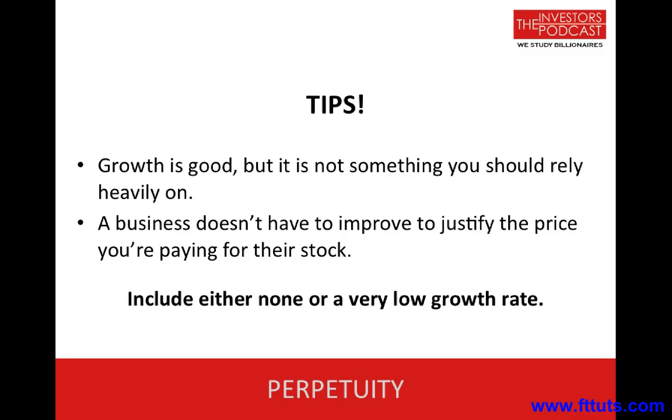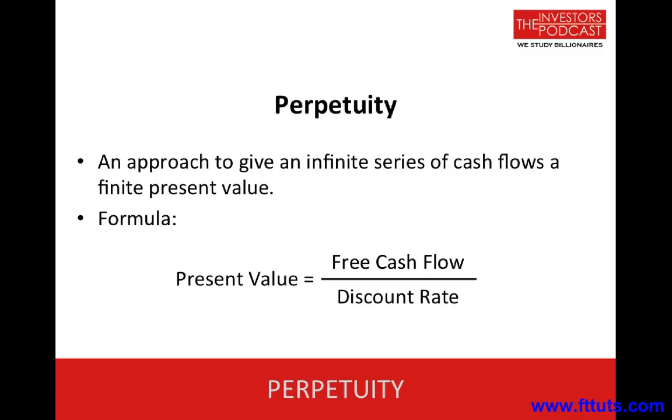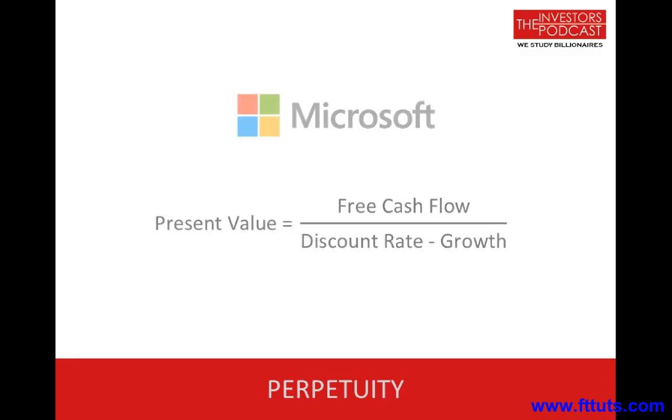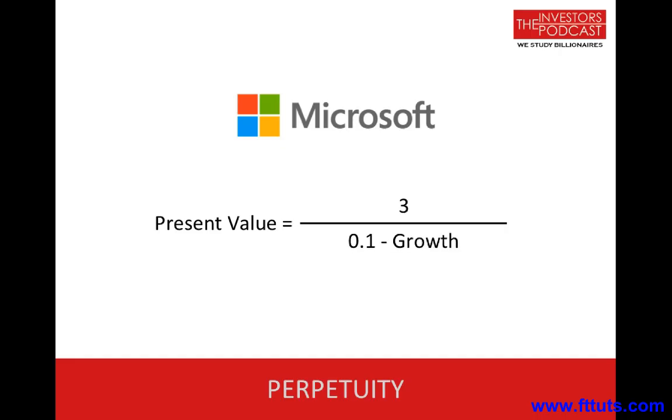Our perpetuity formula, when you include growth, looks like this: free cash flow divided by discount rate minus growth. So in the case with Microsoft, again, you might have a free cash flow of $3 and a discount rate of 10%. Now we need to figure out what the growth rate is. The growth rate we're using in the formula is the long-term growth rate, which is how we expect the stock to grow indefinitely.